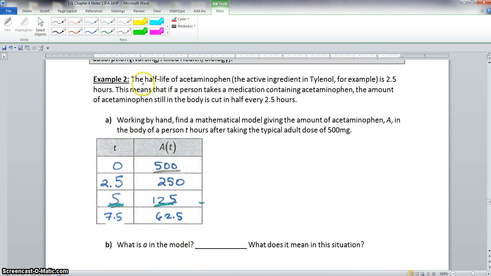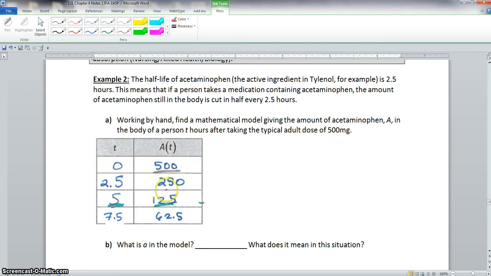Now we come here to example 2. It says the half-life of acetaminophen, the active ingredient in Tylenol, for example, is 2.5 hours. This means that if a person takes a medication containing acetaminophen, the amount of acetaminophen still in the body is cut in half every 2.5 hours. Working by hand, find a mathematical model given the amount of acetaminophen A in the body of a person t hours after taking the typical adult dose of 500 milligrams.